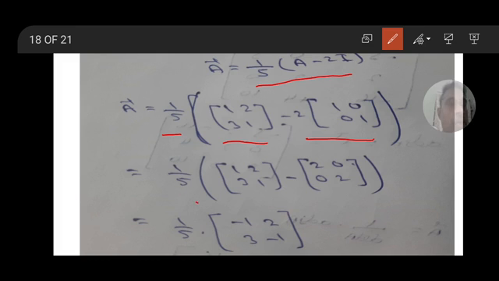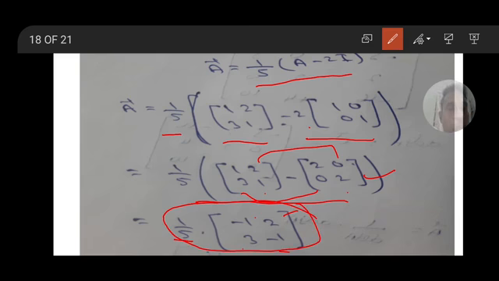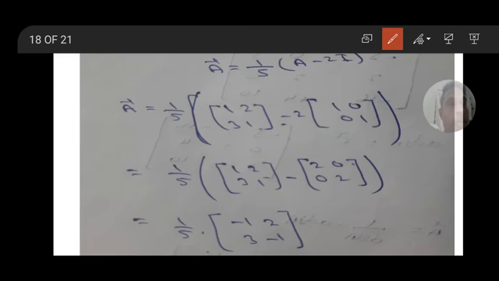So 1 by 5 into 1, 2, 3, 1 minus 2 into 1, 0, 0, 1, we get 1 by 5 into 1 minus 2, which is minus 1, 2 minus 0, which is 2, 3 minus 0, which is 3, 1 minus 2, which is minus 1. So A inverse is 1 by 5 into the matrix minus 1, 2, 3, minus 1. It is the A inverse of the matrix.